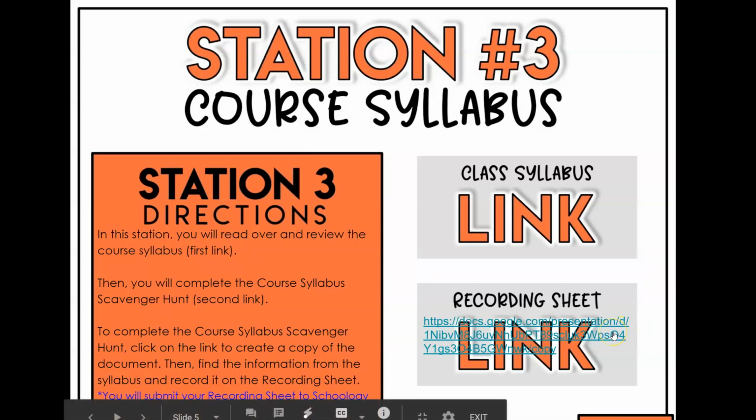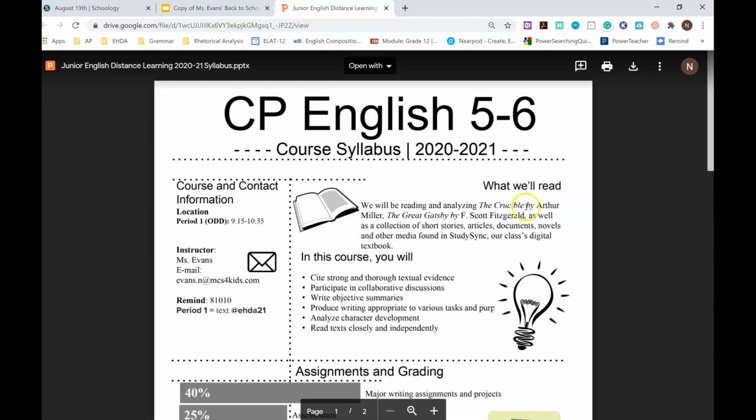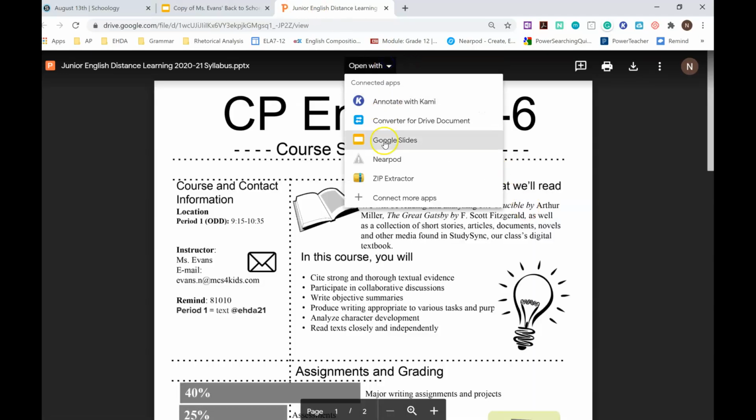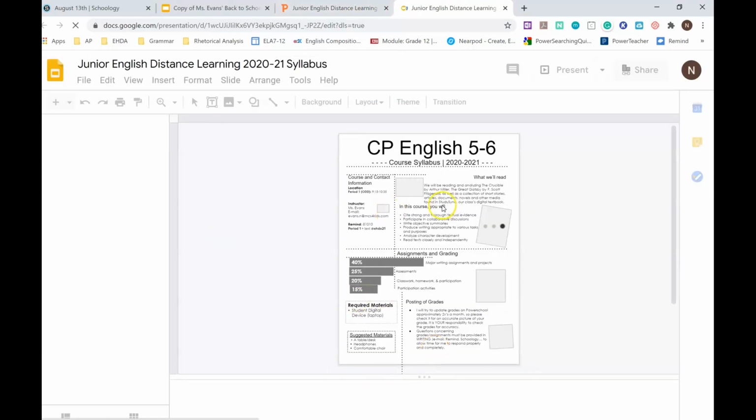It's going to ask you to make a copy, then find the information on the syllabus. So here's what I would do first in order to get this done, right? I'm going to click on the syllabus just so that it's open in my tab. And you can open it with Google Slides if you want to. It's up to you. Opening it on Google Slides will allow you to zoom in.